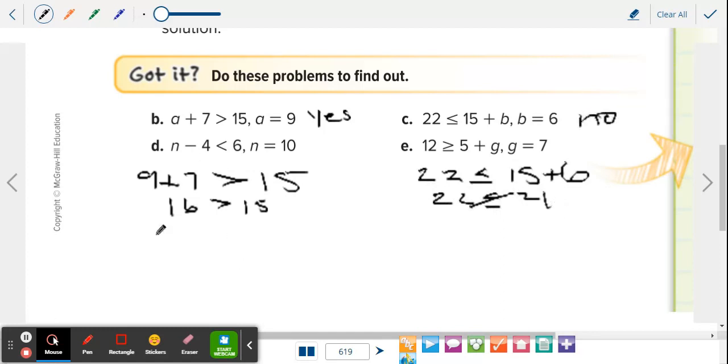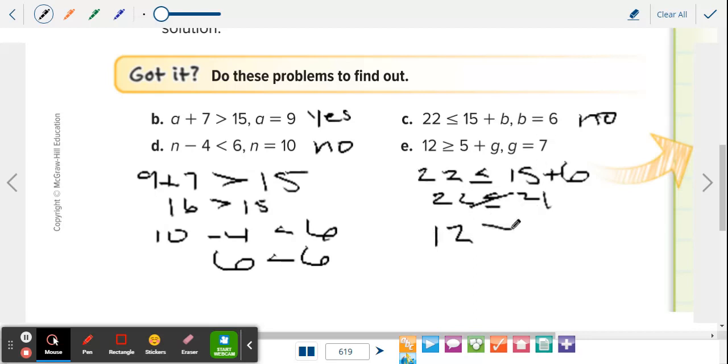Okay, letter D. n minus 4 is less than 6, where n equals 10. So 10 minus 4 less than 6. What's 10 minus 4? Is 6 less than 6? No. If there was an equal sign under there, then yes, it would work, but they can't equal each other unless that symbol is there. Okay, letter E. 12 is greater than or equal to 5 plus g. g equals 7. So 12 greater than or equal to 5 plus 7. What's 5 plus 7? 12. Is this true? Yes, because they have the equal sign.